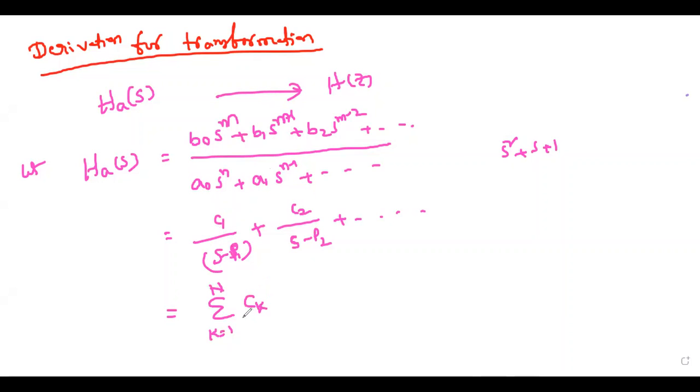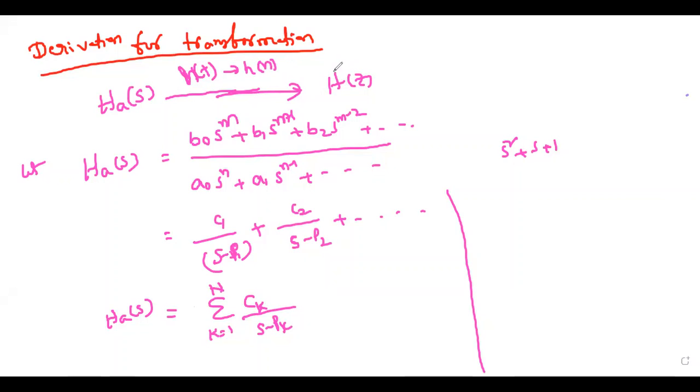ck by s minus pk, correct? Just in a simple summation format, we can write like this. This is Ha(s). Now, in order to get this H(z), we need to convert this Ha(s) into h(t), which means we should convert into the time domain. Then this should be converted into h(n). Then that h(n) will be converted into H(z).